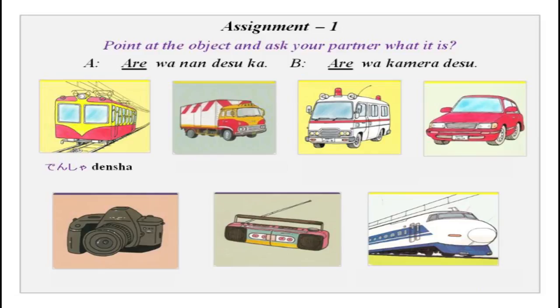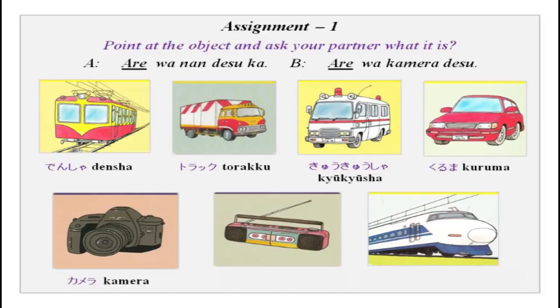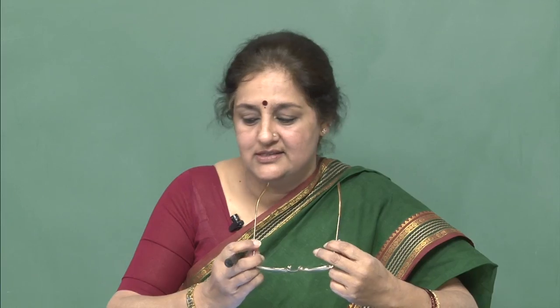Densha, torakku, kyūkyūsha, kuruma, kamera, rajikase, shinkansen. All the meanings are given in the vocabulary section, and also you can make out from the pictures what these objects are.